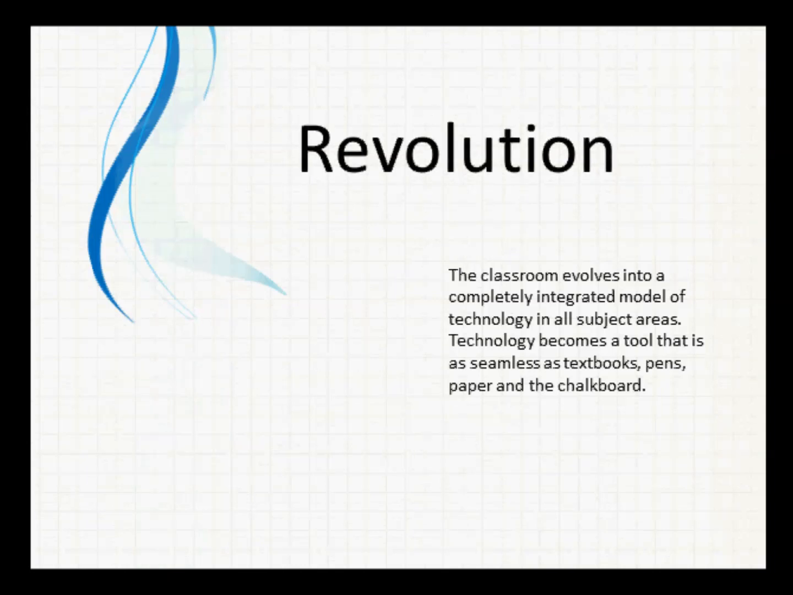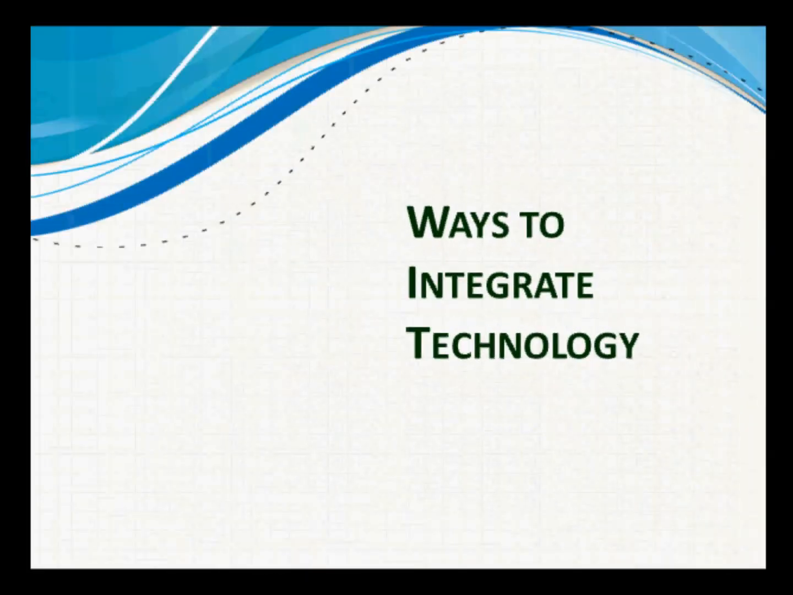The classroom then evolves into a completely integrated model of technology in all the subject areas. It becomes a tool that is as seamless as textbooks, pens, paper, and the chalkboard. And even though we are still in this transitional stage, it is possible to look at technology and become as comfortable with it as you are with pen and paper. So now let's talk about the specific ways that you can integrate technology into the classroom.